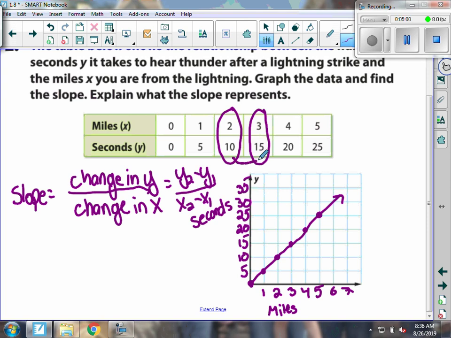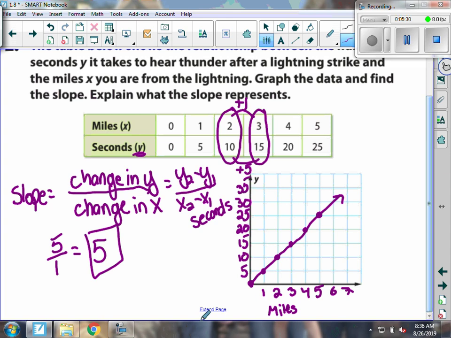To go from 10 to 15, that's increasing by 5. So 15 minus 10 gives us 5. I start with y first, which is why I started there. So that's going to be 5 over... To go from 2 to 3, that's positive 1, or 3 minus 2 gives us 1. So it's going to be 5 over 1. So our slope is going to be 5.